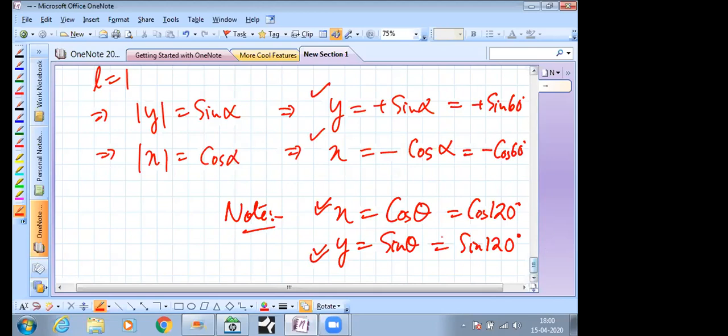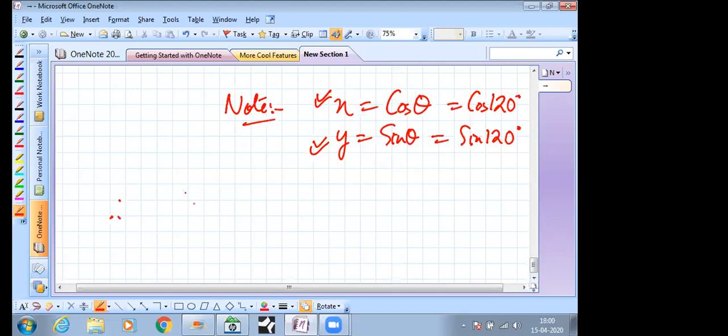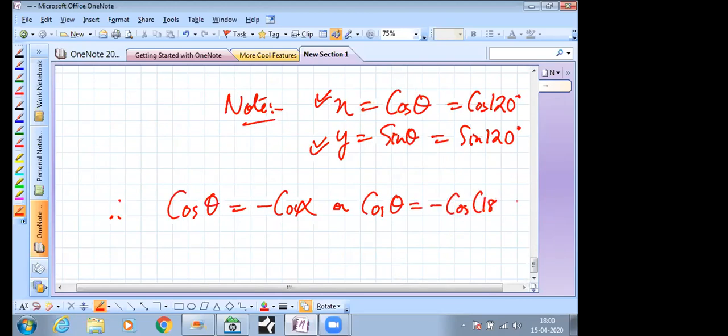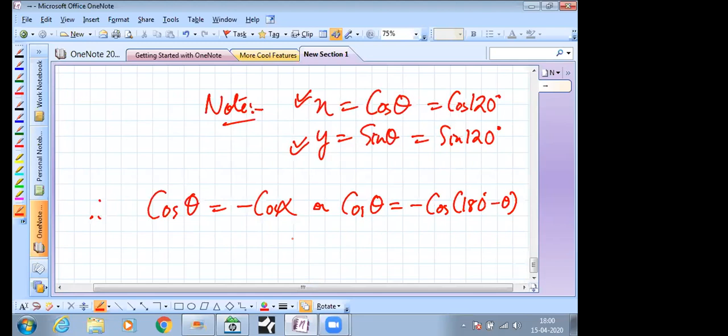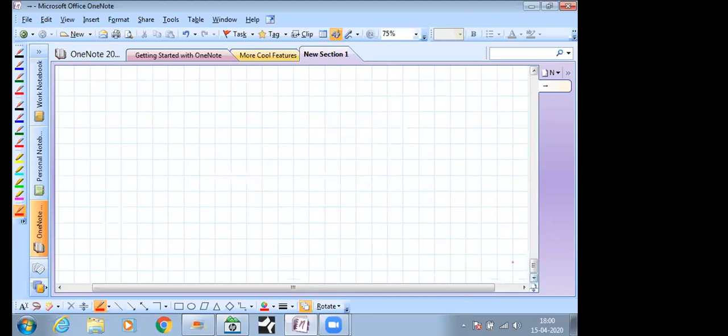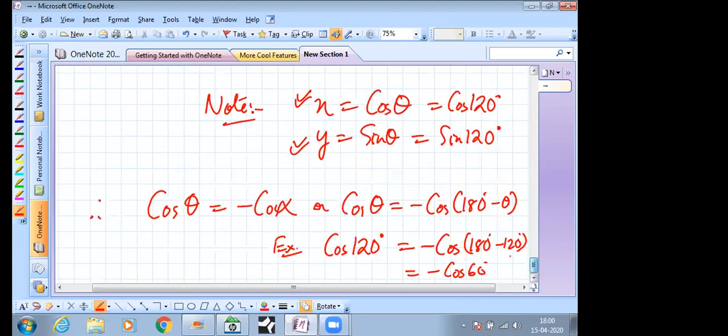Okay, so from this we get the general formula that therefore cos of theta is minus cos alpha. Or we can state this better, that cos of theta is minus cos of 180 minus theta, because that is what our alpha was. Our alpha was 180 minus theta. So for example, what is cos 120? By this formula above, it is becoming minus of cos 180 minus 120. So it is becoming minus cos 60, which you know is minus half. So there you are. That is how we calculate the value of cos of an obtuse angle.